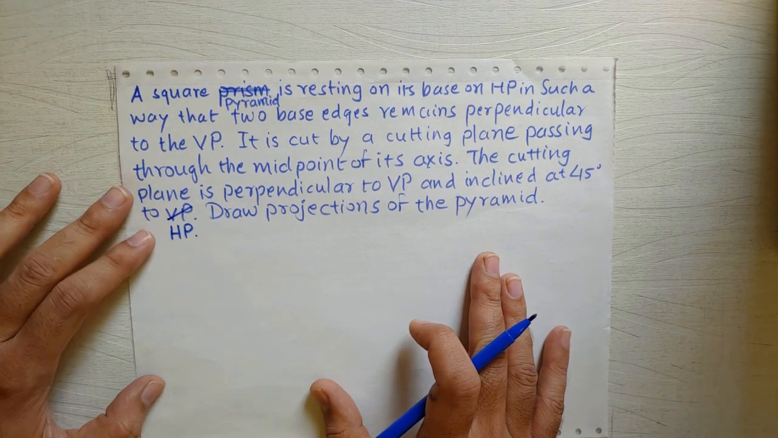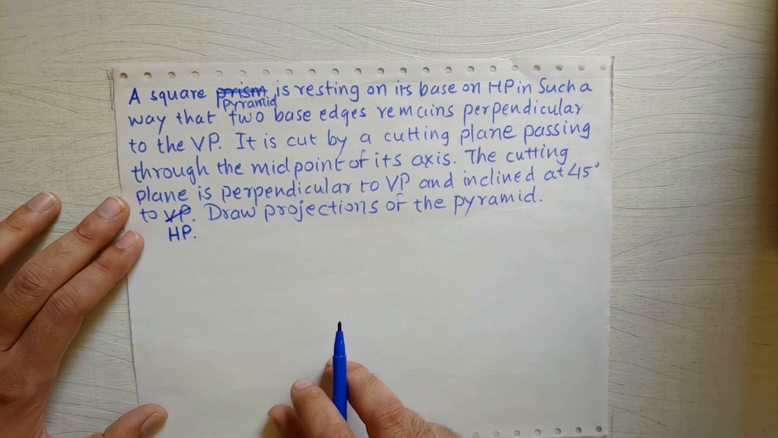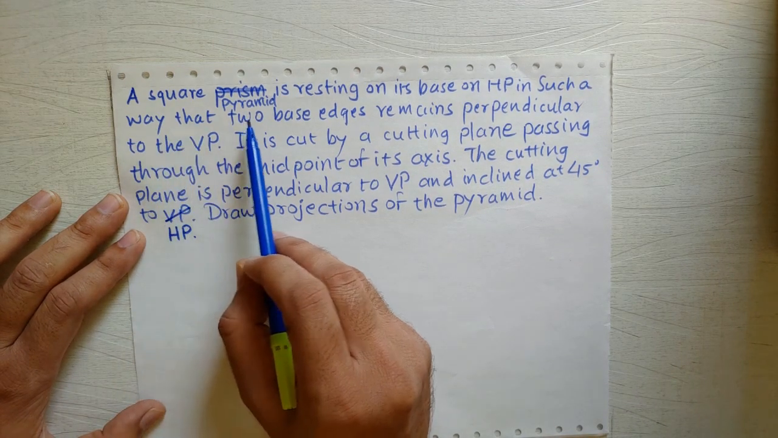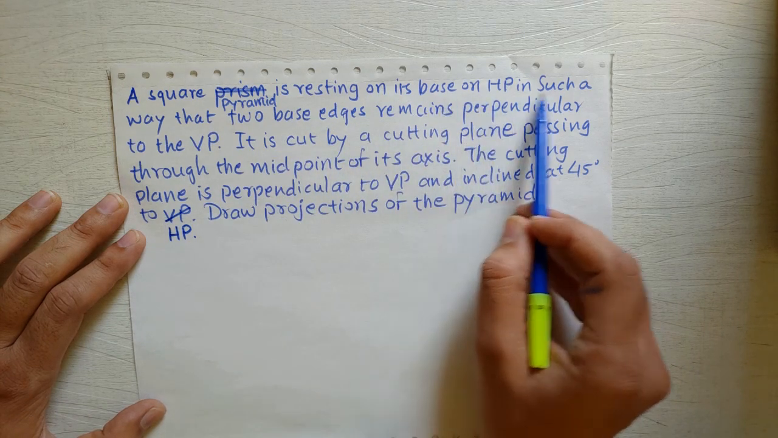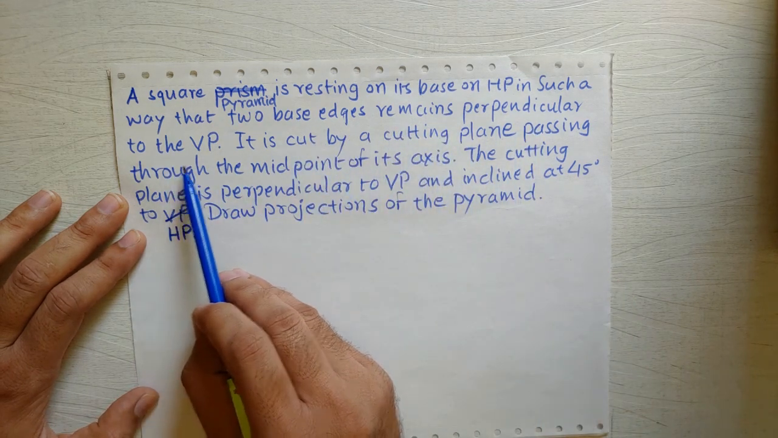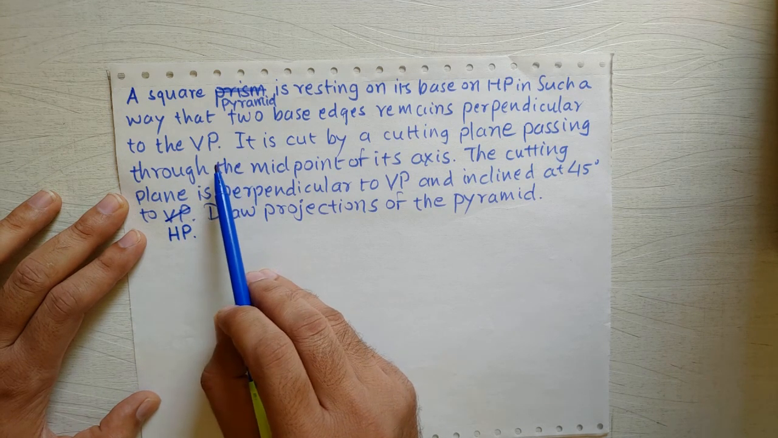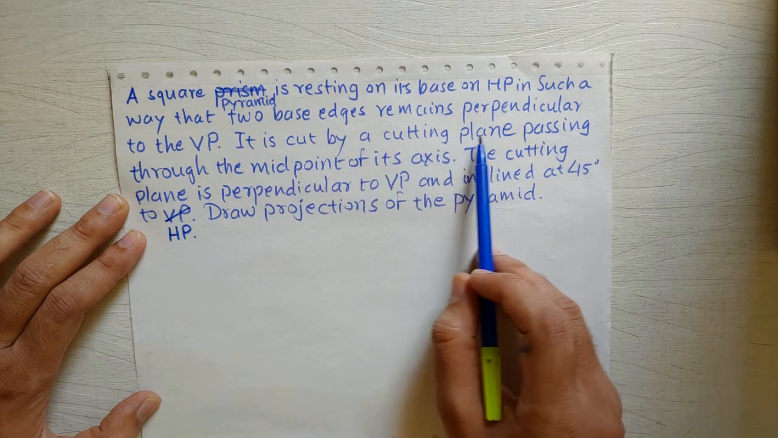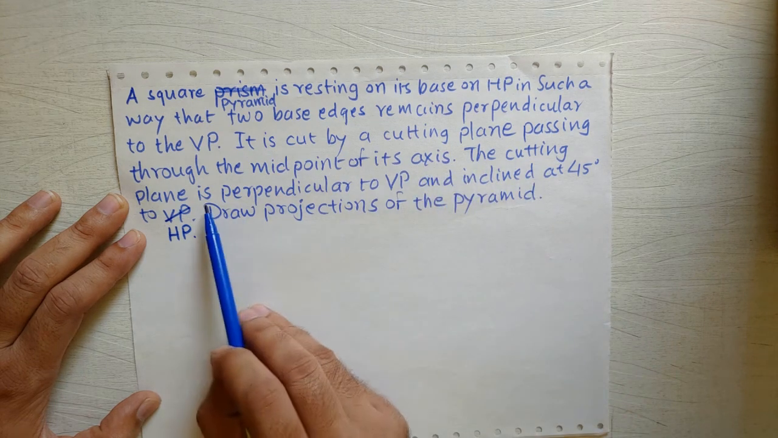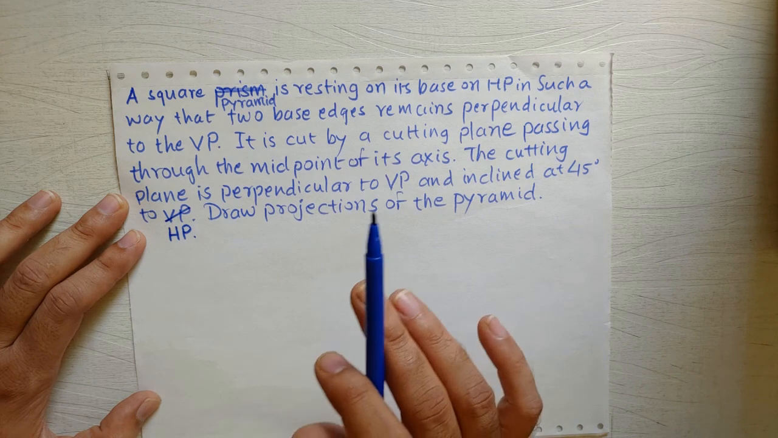So this is the problem statement which we'll try to understand and try to solve. It says a square pyramid is resting on its base on HP in such a way that two base edges remain perpendicular to the VP. So this first statement is defining the position of the solid. Then it says it is cut by a cutting plane passing through the midpoint of its axis. The cutting plane is perpendicular to VP and inclined at 45 degrees to HP. This is the problem statement given.